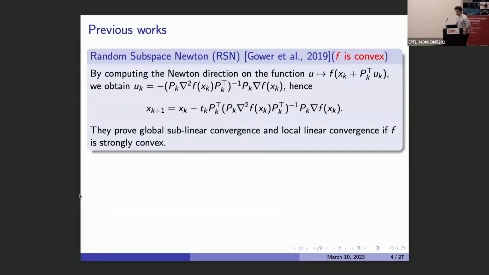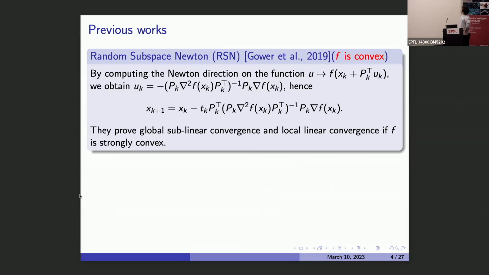When the function f is convex, it has already been done, in a paper in 2019. You can see that the iterate is xk+1 equals xk minus something. If you look at the term Pk Hessian of f times Pk transpose, this is the Hessian of the function restricted to the subspace. This Hessian is an s by s matrix, so it's easier to invert. The Hessian of f is an n by n matrix, but here it's only s by s. So if s is small, it's much easier to invert.